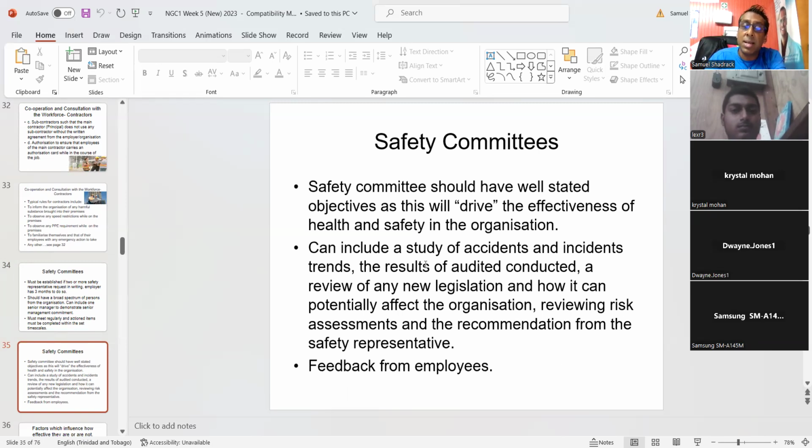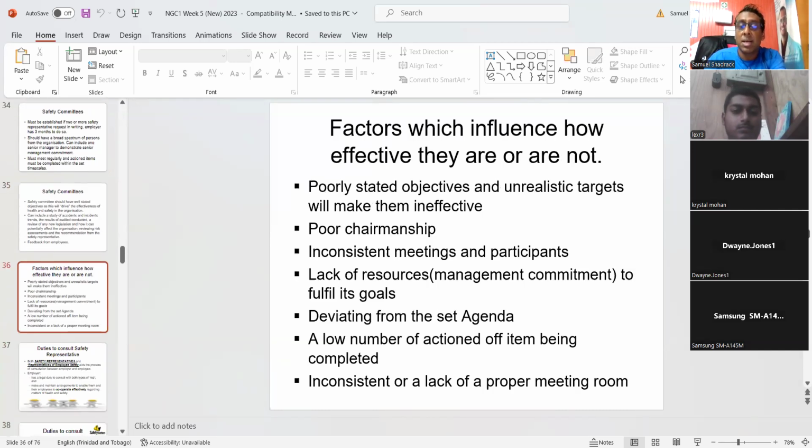A safety committee can include a study of accident and incident trends, the results of audits conducted, a review of any new legislation and how it can potentially affect the organization, and reviewing risk assessments and the recommendations from the safety representative. The safety committee could also look at feedback from employees.